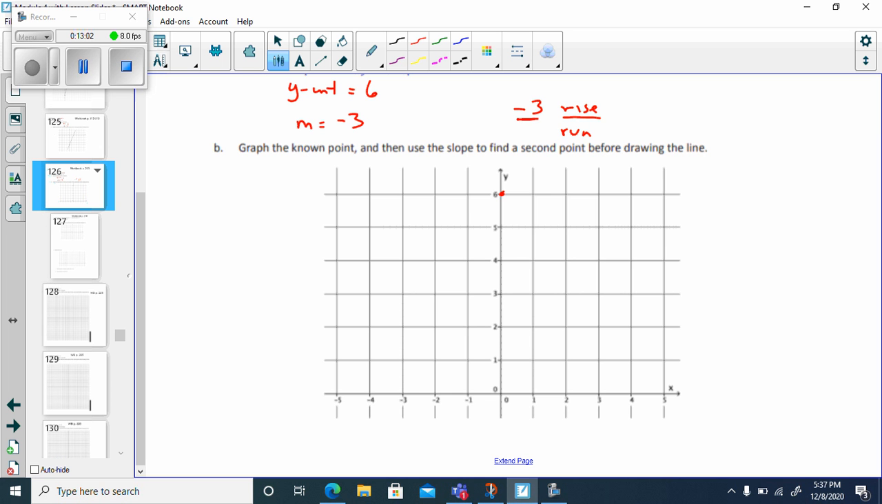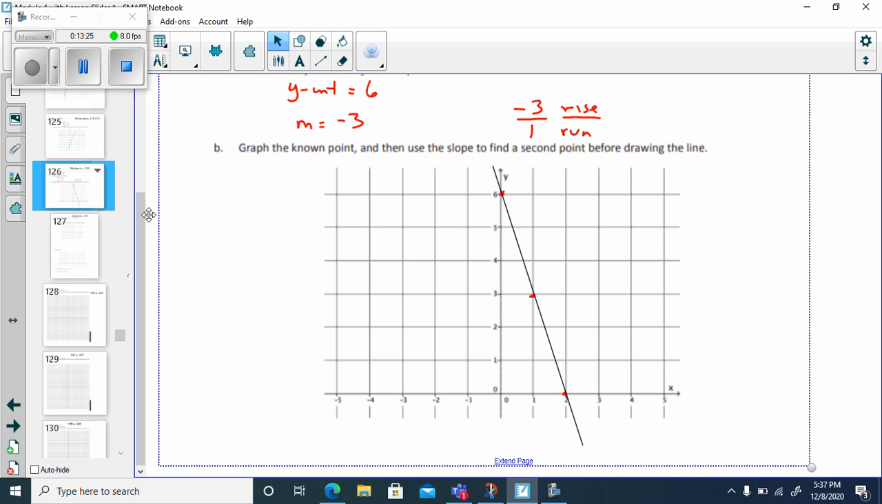Our run, what can I divide negative 3 by and not change it? 1. So I go down 3, 1, 2, 3, and I still go in the positive direction 1. You could do that again if you wanted to. You don't have to. I'm just showing you all your points would be in a line. Okay. And move this one so it gets where it should be. And we've plotted that one.